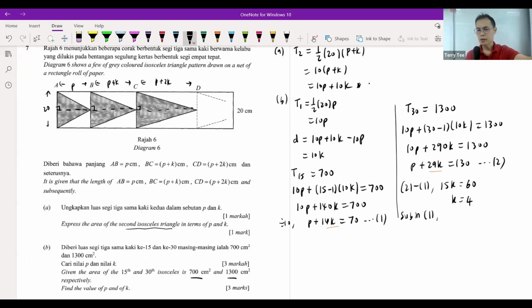So now that I know K is 4, I can sub inside any equation. I take equation 1. P plus 14 times 4 equals 70. 14 times 4 is 56. You bring over. P is 70 minus 56. P is just 14.